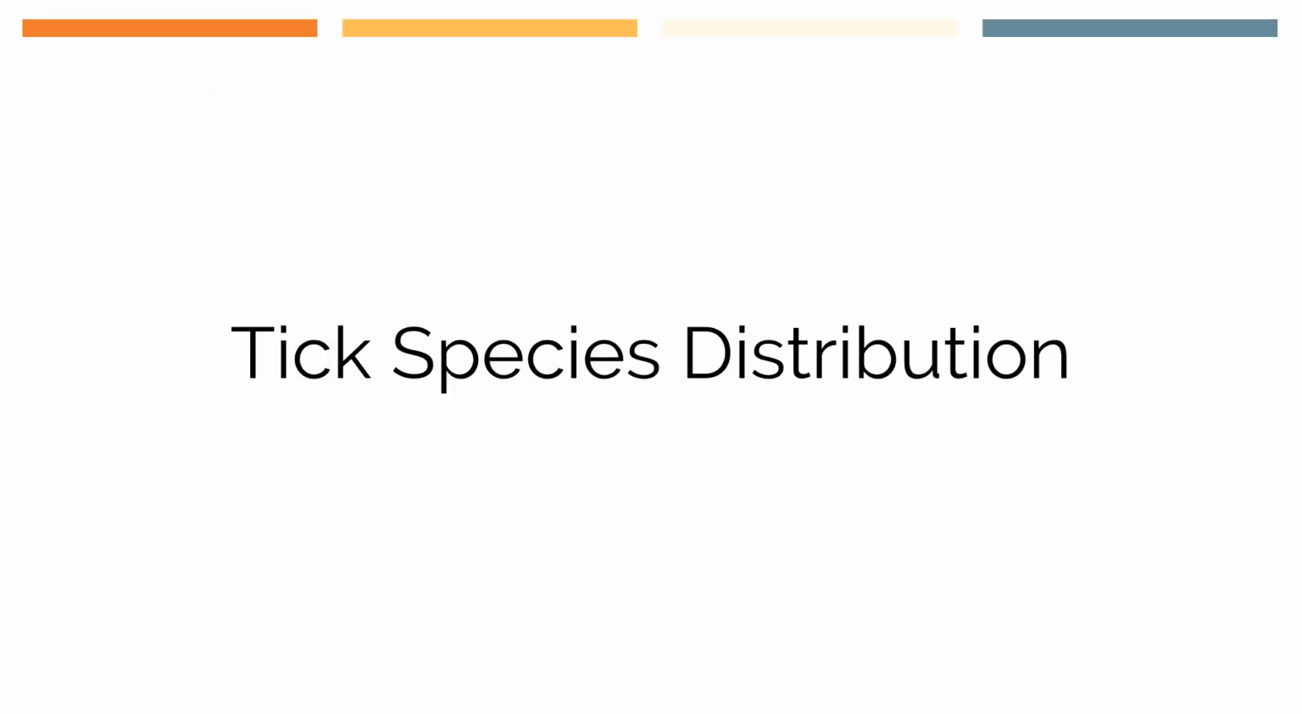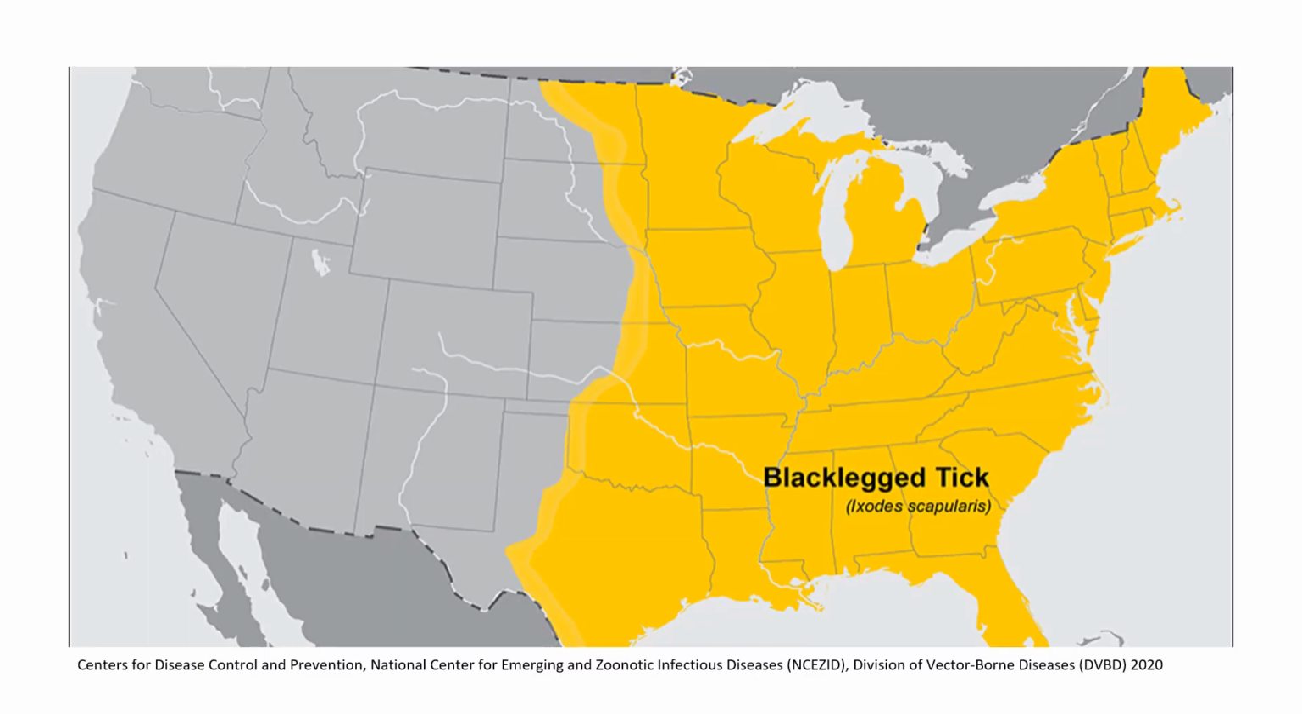We'll now explore the ranges of these tick species, which can help you narrow down a tick identification. The black-legged tick is documented throughout the eastern portion of the country, as far west as central Texas in the southern region of the country and North Dakota in the northernmost region of the country.